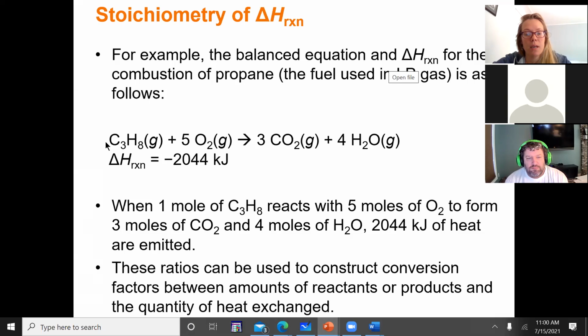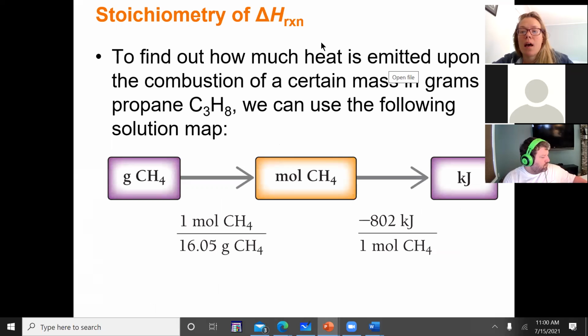All right, so we've got propane here, the combustion of propane. So every time you run through this equation, you get this amount of energy produced. Let's say we want to find out how much heat is emitted during the combustion of a certain mass of methane. If we know the mass of methane, we can convert that into moles, right? And then we know the molar relationship. 1 mole of methane will produce this much energy.